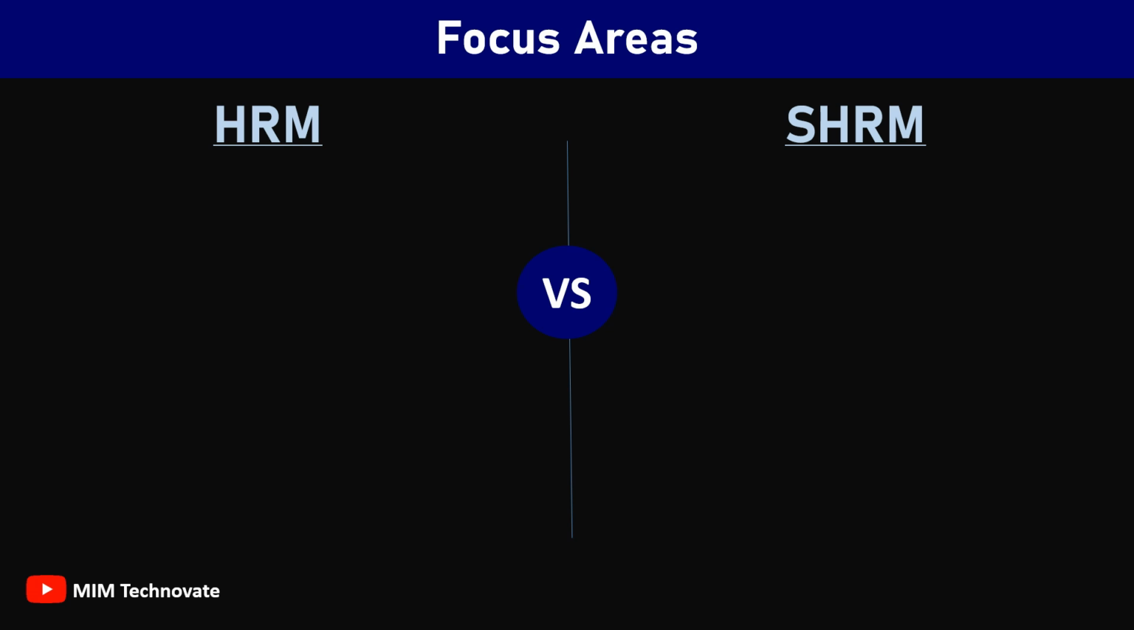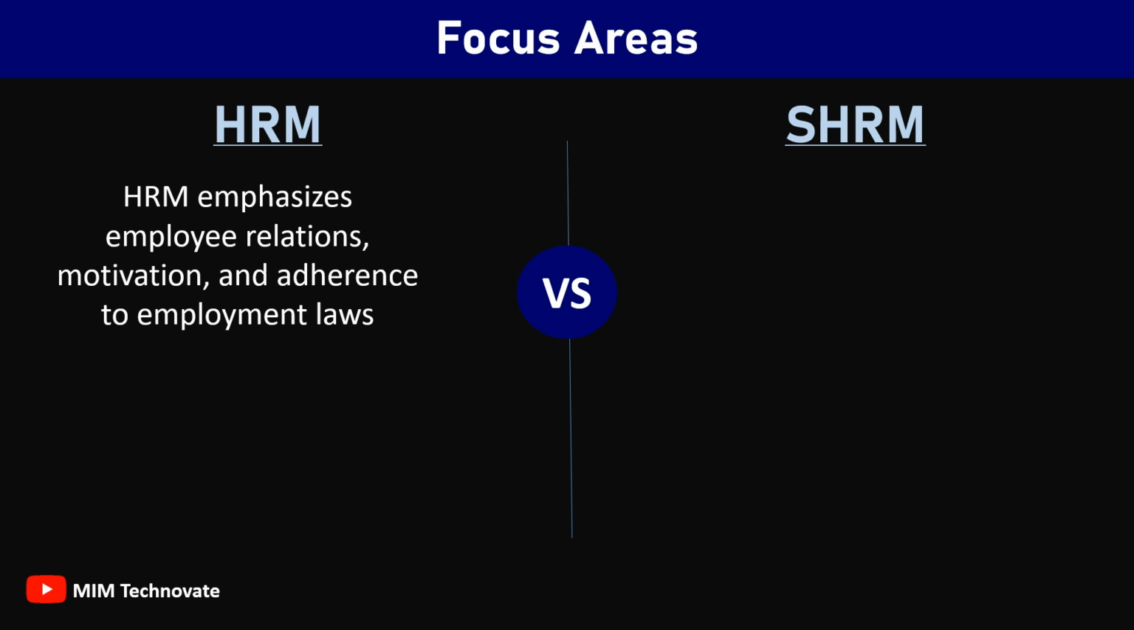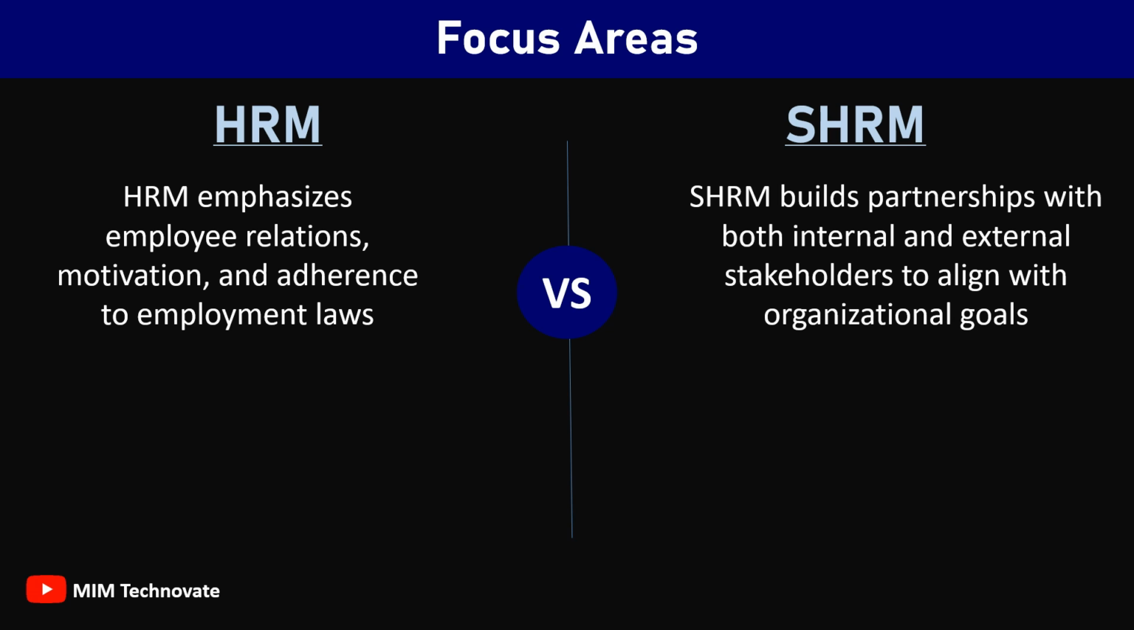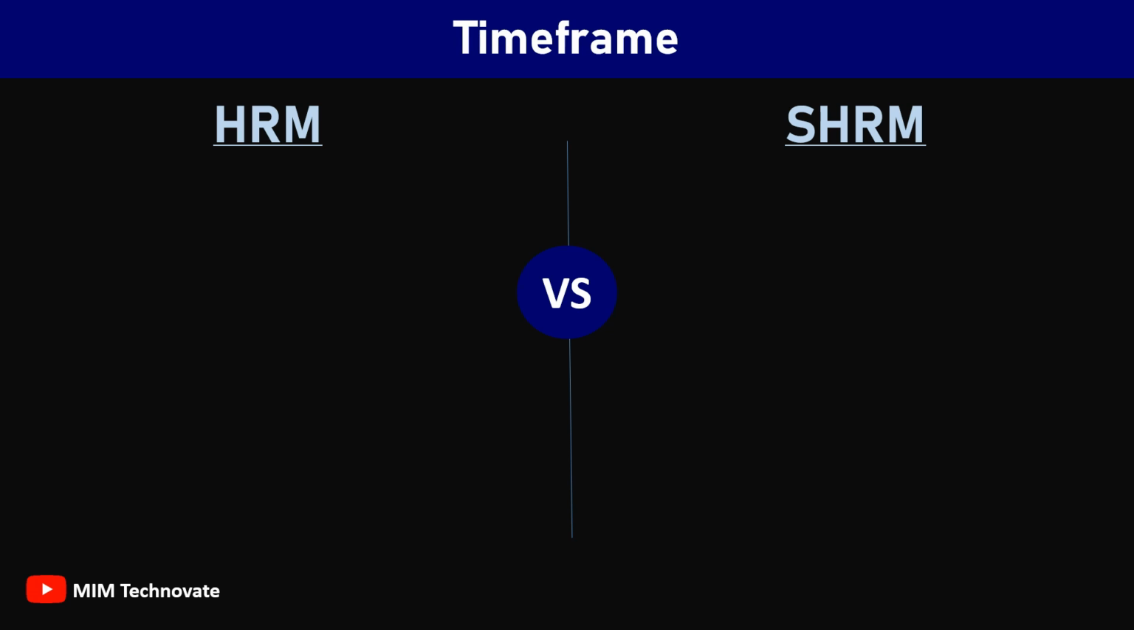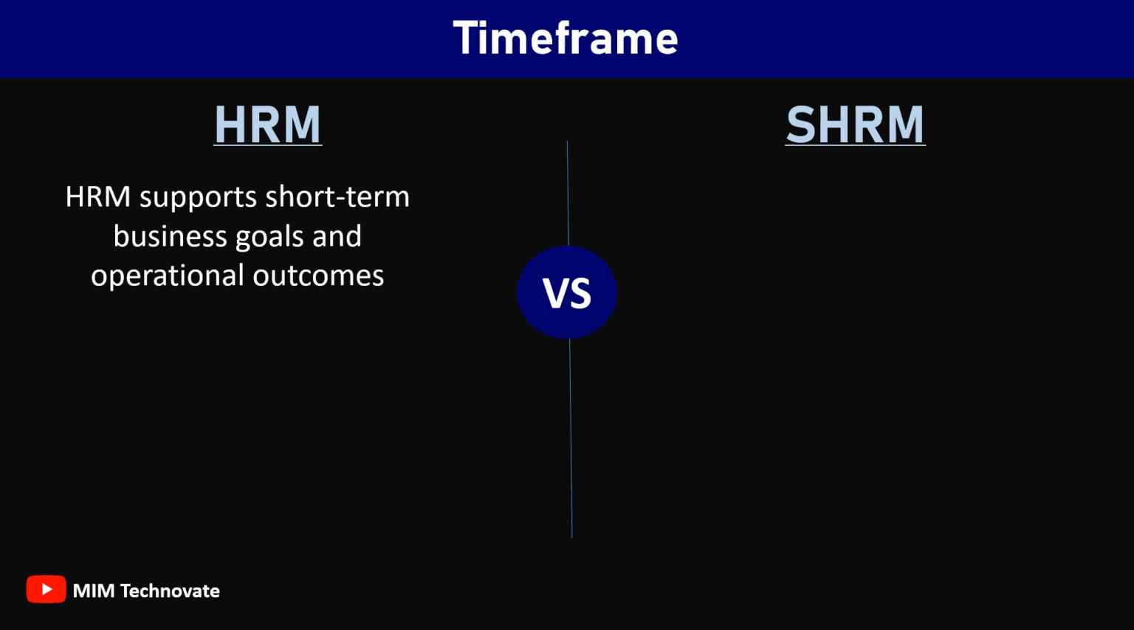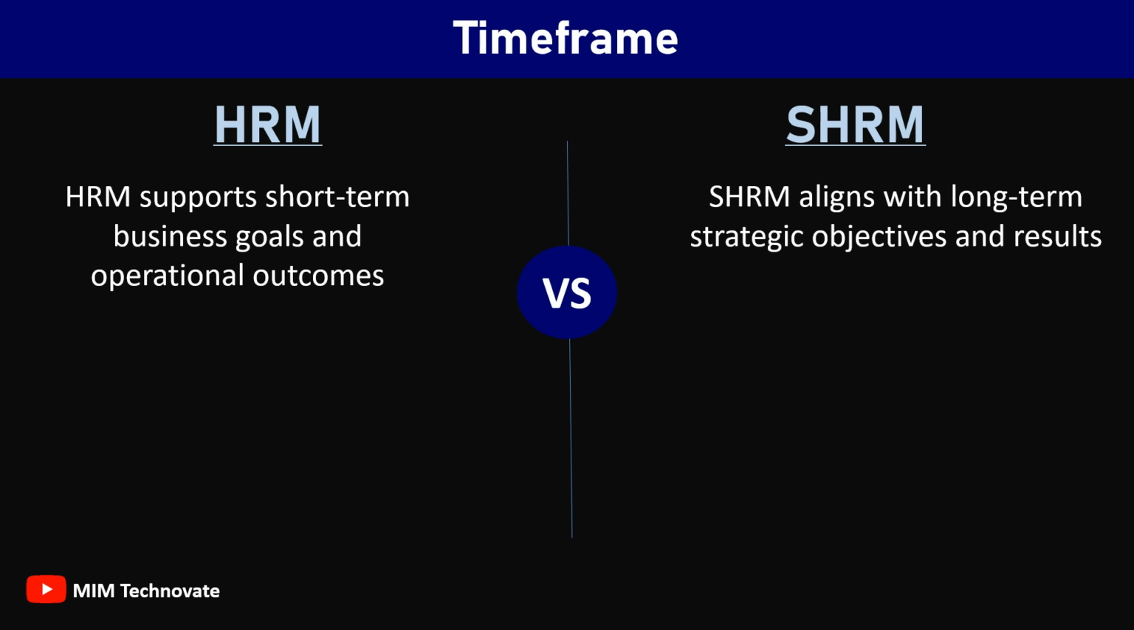Focus areas. HRM emphasizes employee relations, motivation, and adherence to employment laws. Conversely, SHRM builds partnerships with both internal and external stakeholders to align with organizational goals. Time frame. HRM supports short-term business goals and operational outcomes. In contrast, SHRM aligns with long-term strategic objectives and results.